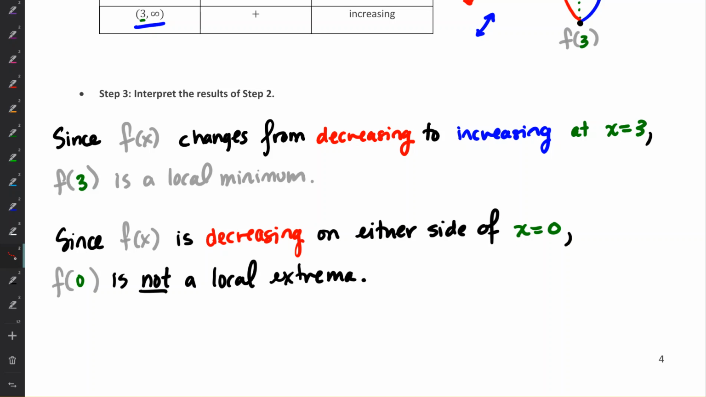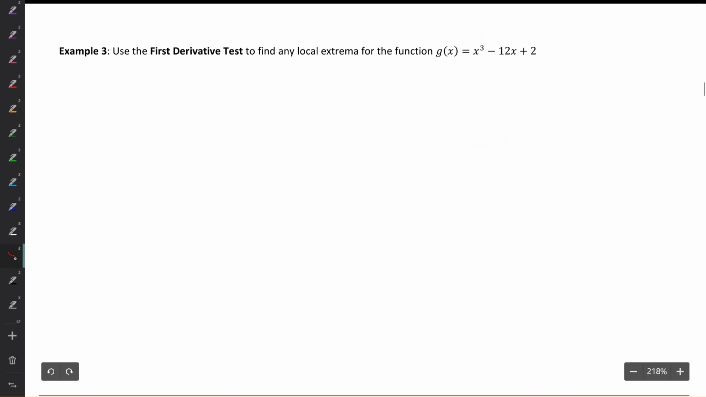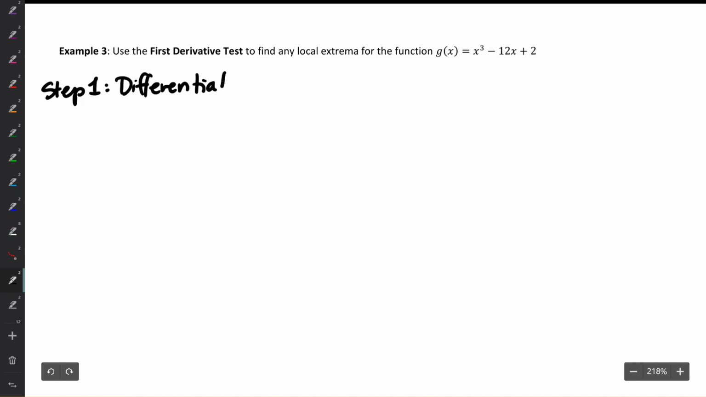All right, so now let's do a new problem. Example 3, we're going to use that first derivative test to find any local extrema for this function g of x. Step 1 is to differentiate. Okay, so here's g. We love taking the derivatives of polynomials. G prime is 3x squared minus 12.